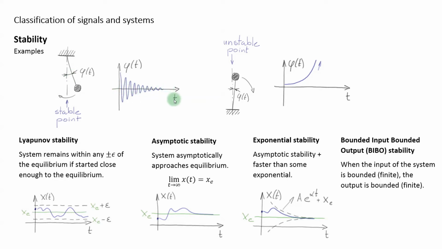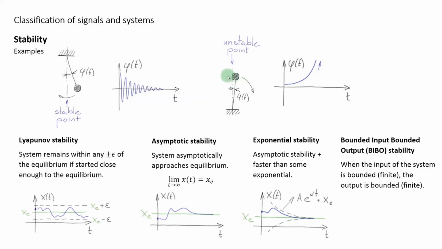As time goes to infinity, the angle will asymptotically approach zero, so this system is stable at this point. In contrast, here I have an example of an unstable system. Here I still have a pendulum, but now it is turned upside down. This is what we call an inverse pendulum. Now the pendulum is fixed at this point, the mass is here, and now the mass can swing back and forth like this.